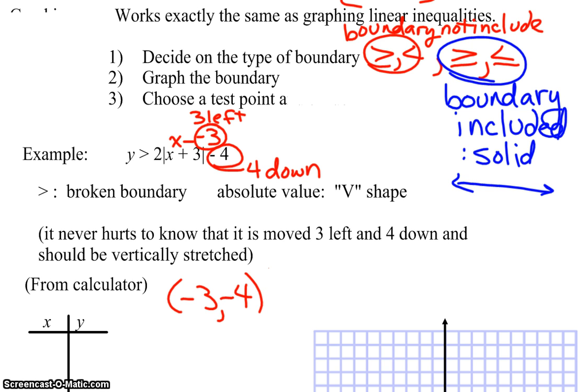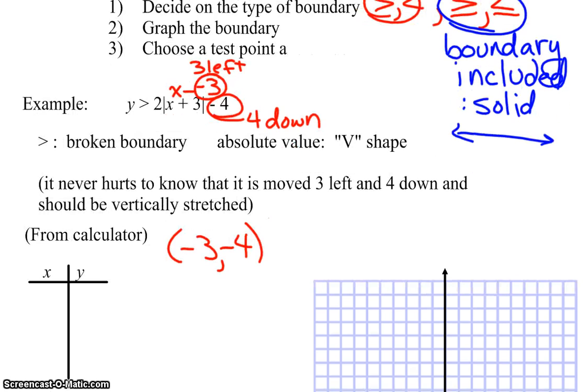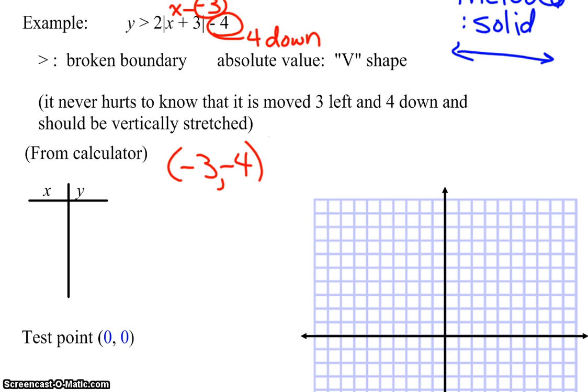Because this is an absolute value graph, I do want to get some points on either side of the vertex. So I'm going to pick points to the left of negative 3 and the right of negative 3 for my xy table. The points I chose for my x values were negative 5, negative 4, negative 3, negative 2, and negative 1. Notice my vertex of negative 3 is right here in the middle. I chose some to the left, some to the right. I know that when x is negative 3, y is negative 4.